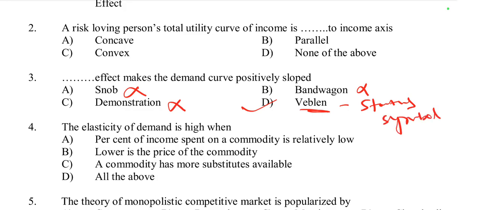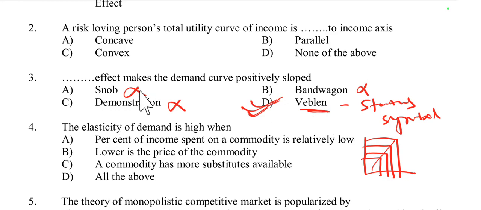Here Veblen means it is perceived as a status symbol. So this makes the demand curve positively sloped, as consumers derive utility from the prestige associated with the higher price. Here, the more the price, the more the demand. So this is associated with the status or prestige of the person. So this is called a Veblen good, positively sloped.